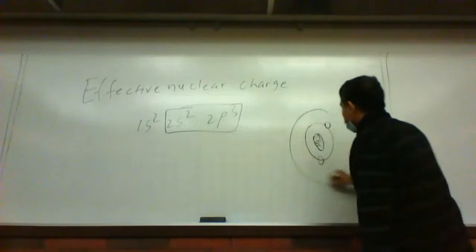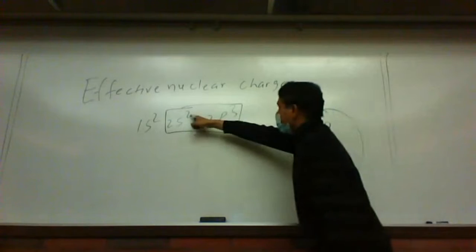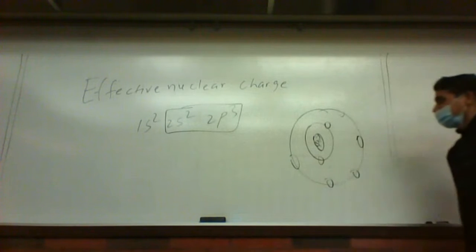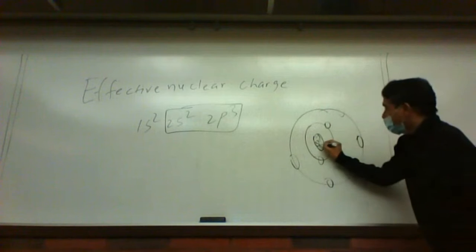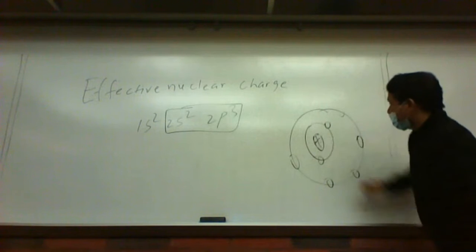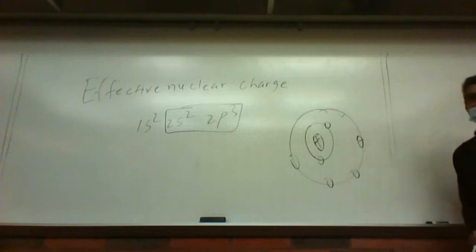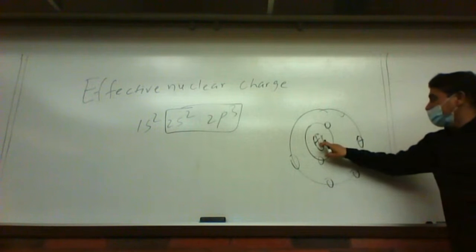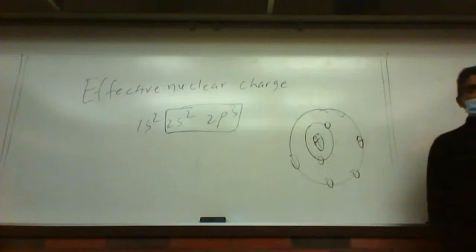Now in the second shell, how many electrons do I have here? 3 and 2, 5 electrons. 1, 2, 3, 4, 5 electrons like this. So the proton has a positive charge here, and the electron has a negative charge here. So how much force is this negative electron experiencing from this positive charge, right?